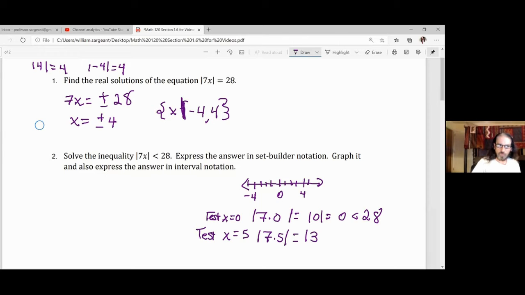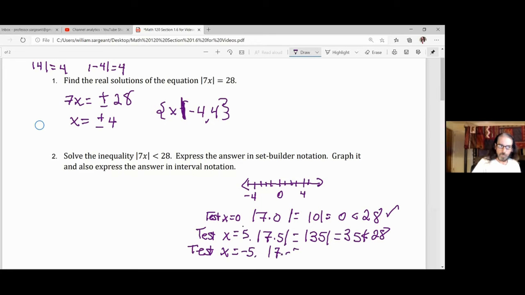Whereas if I test 5 to the right of the largest boundary point, we get that the absolute value of what was inside is 35, and that is not less than 28. So 5, or anything to the right of the boundary point 4, is not a solution.